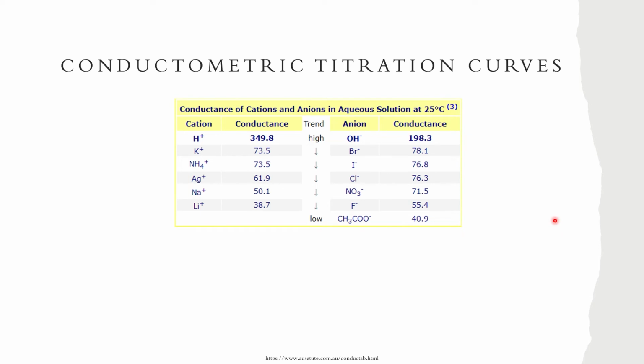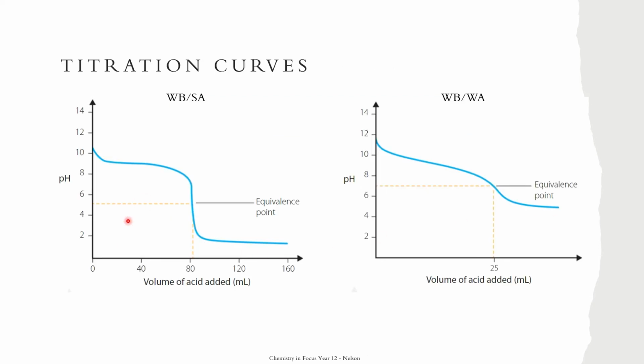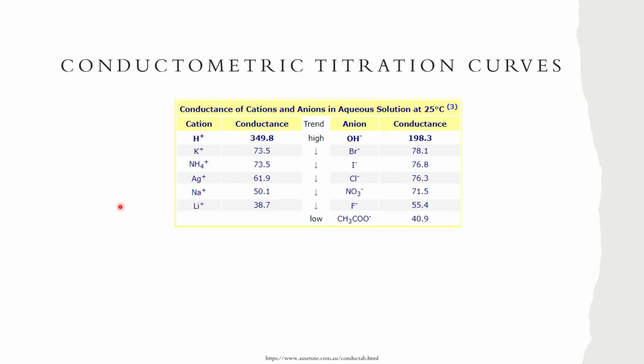Not only can we do acid-base titrations and measure pH changes as we add more and more acid, which could be done using, say, a pH probe, we can also do conductometric titration. So we can still do acid-base titration and react acids and bases together, but rather than measuring the pH of the substance using a pH probe, we can just measure the conductivity of the solution. And we get some quite interesting graphs. So that's what we're going to be looking at in the last part of this section.